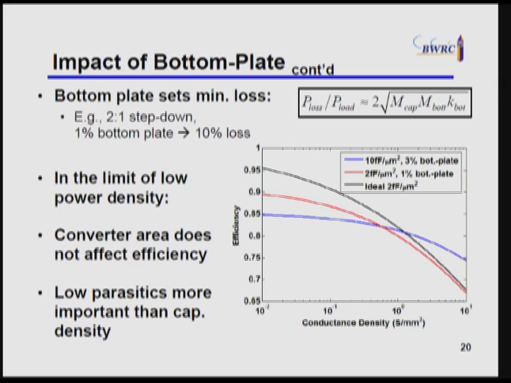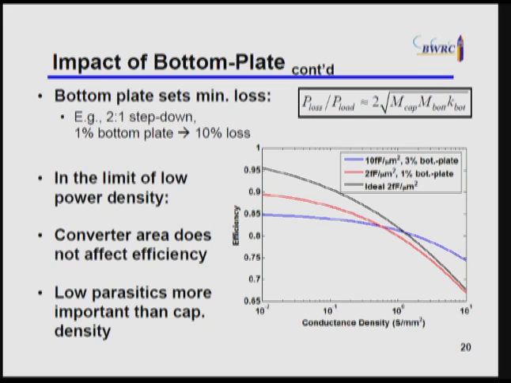So in other words, what this is basically saying is that even if I was to use infinite area for my converter, there's basically a maximum efficiency you can actually get. Okay? And that maximum efficiency is really set by the characteristics of your capacitor technology. And in particular, it's really set by that bottom plate parasitic relative to the main capacitance itself.